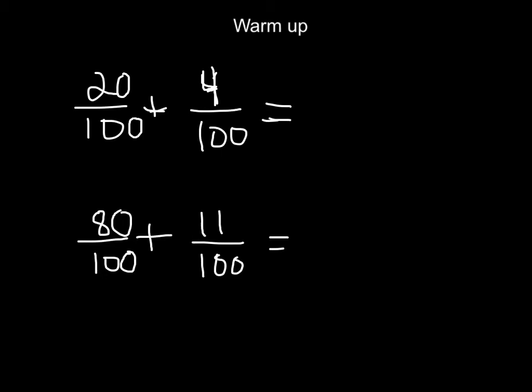20 plus 4 is 24. Keep our hundredths the same. And then 80 plus 11 is 91 hundredths. Go ahead and erase your boards and set them to the side.